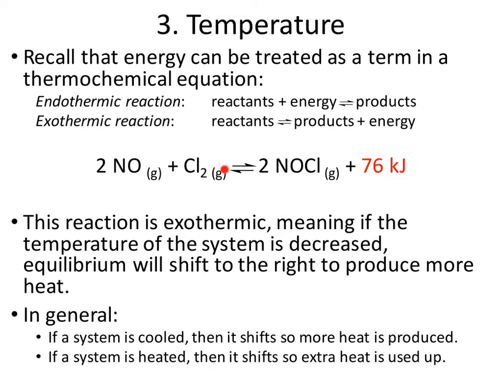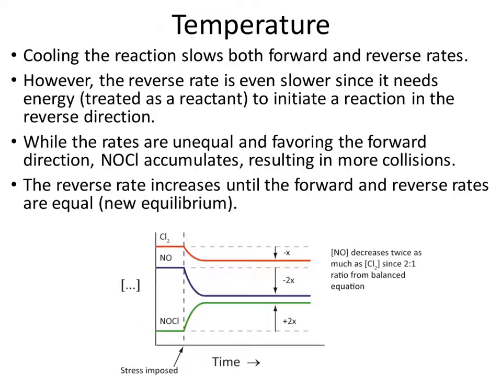If we were talking about an endothermic reaction, the heat was over here. Well, if we added more, then it would go in the forward direction. If we removed heat, it would go back into the reverse direction. And one note about temperature is that if we cool down the system, we actually reduce both rates of reaction. Remember that if we reduce the temperature, our kinetic energy is also decreasing.